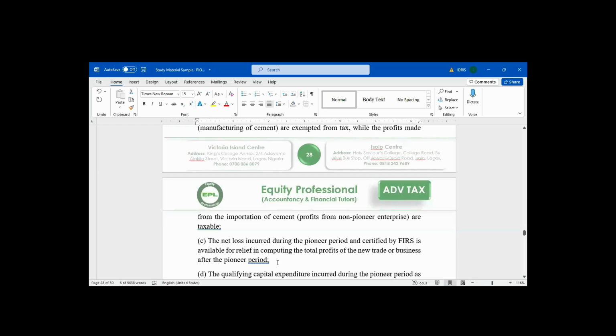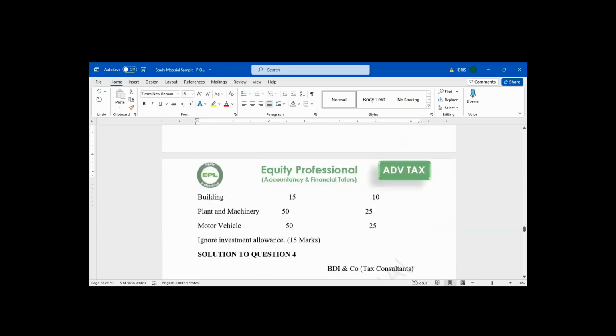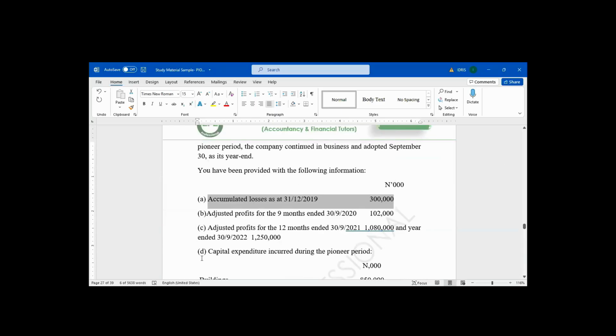It's another point, because it's an advice. You are not going to do tax computation. It's an advice. You need to state, you need to give points. All these points carry marks. Point 4. When you read the question very well, which is note D, capital expenditure incurred during the pioneer period. You need to state it in your point 2.